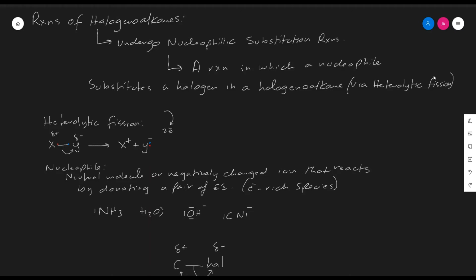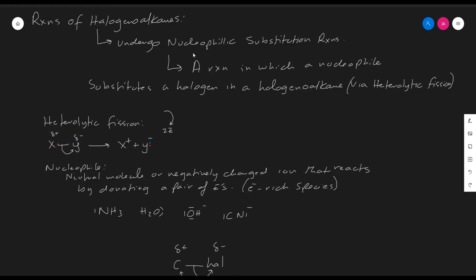Reactions of halogenoalkanes. Halogenoalkanes undergo nucleophilic substitution reactions. By the name of this reaction, you can tell a lot about it: it's a substitution reaction. Substitution reactions involve one atom substituting another in a molecule. Nucleophilic means the atom substituting the other is going to be a nucleophile.